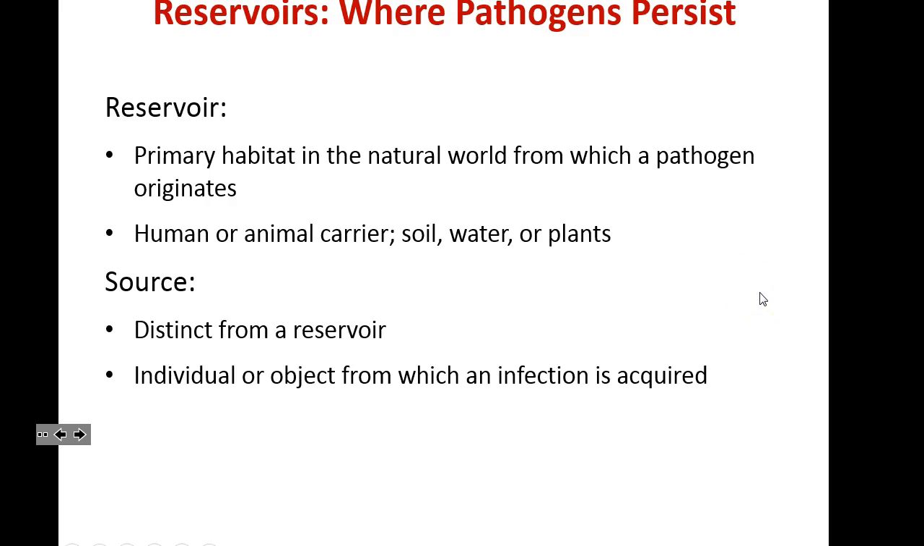Reservoir. What is a reservoir in this terminology? It is the primary habitat in the natural world from which a pathogen originates. It can be a human or an animal carrier. It can come from the soil, water, or plants. Source is distinct from a reservoir. A source is an individual or object from which an infection is acquired.